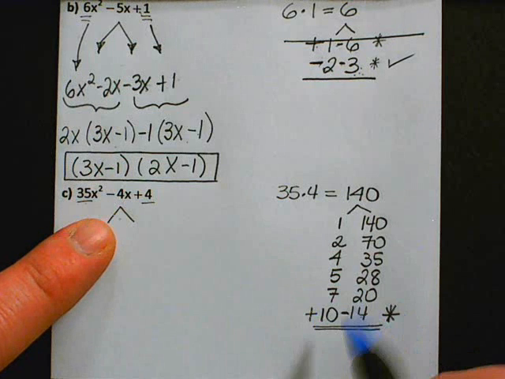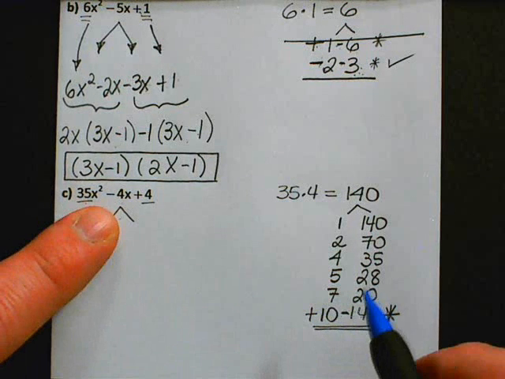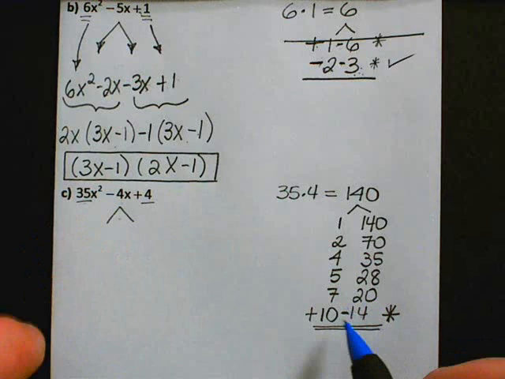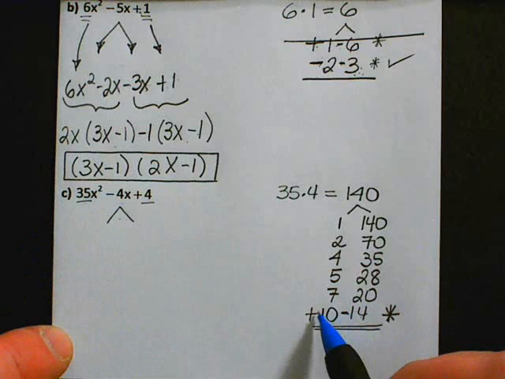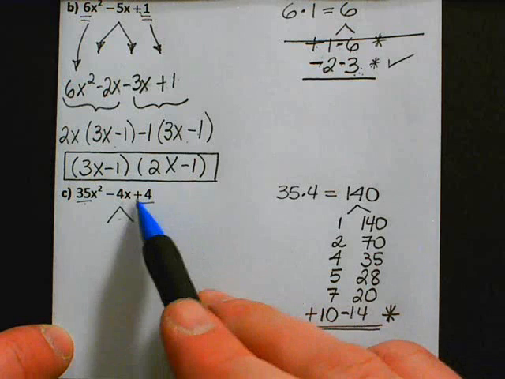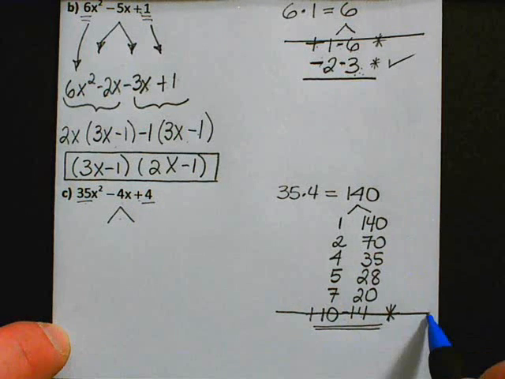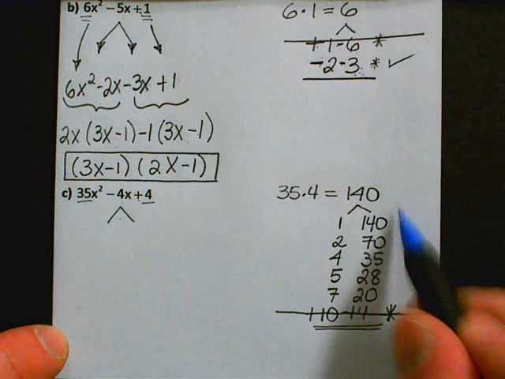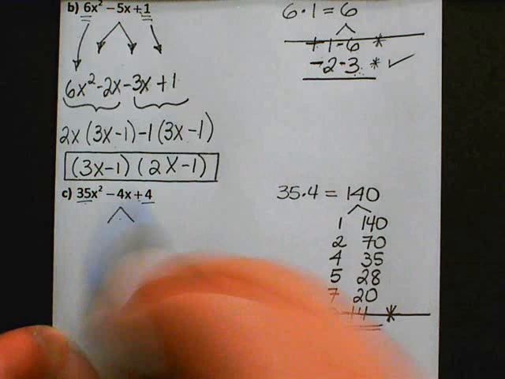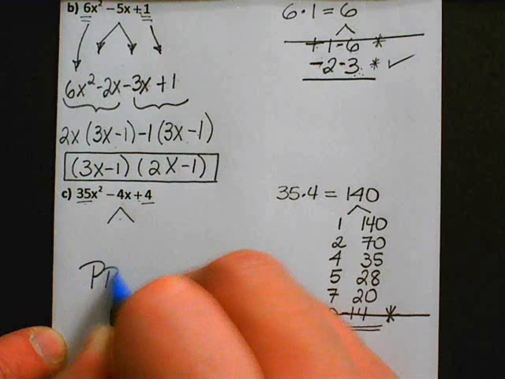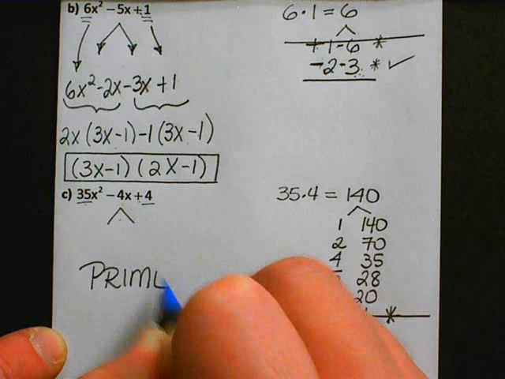Final check is multiplying these signs. A negative times a positive. Does it give me a positive? No, it doesn't. So that means that this fails. And because I don't have any other option that will give me a 4, then I'll write that this is a prime number, meaning you cannot factor. Okay?